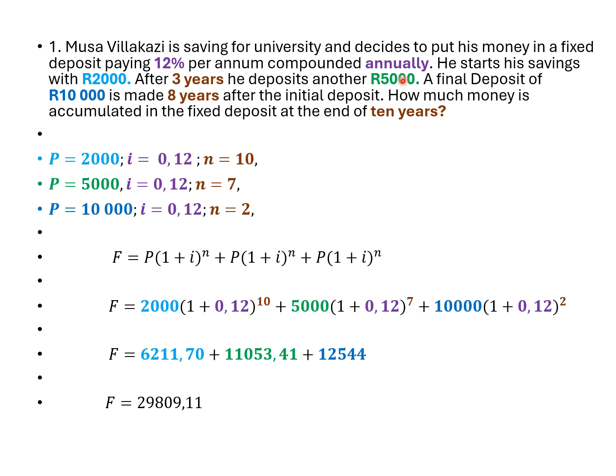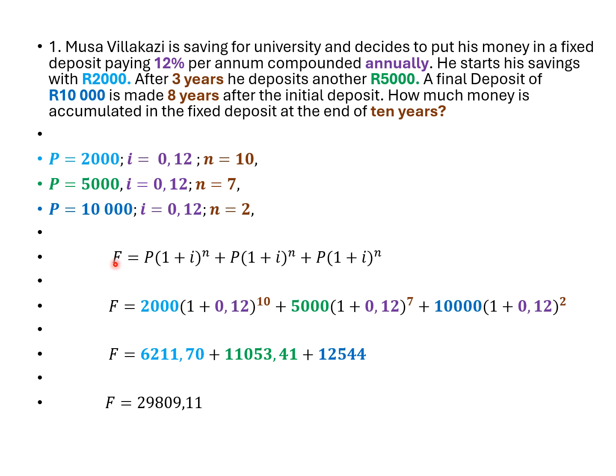Right, so after 3 years, he deposits another 5,000. If I take 3 years away from 10 years, technically he's depositing 5,000 for 7 years. So P is 5,000, the interest is still 0.12, and N equals 7. A final deposit of 10,000 is made 8 years after the initial deposit. So 10,000 Rand is invested 8 years after, so 10 minus 8 gives me a period of 2 years, N equals 2, and the interest rate 0.12. To solve this, I'm going to treat each one as an investment of their own. It's that simple. Add the totals together and I get the answer.